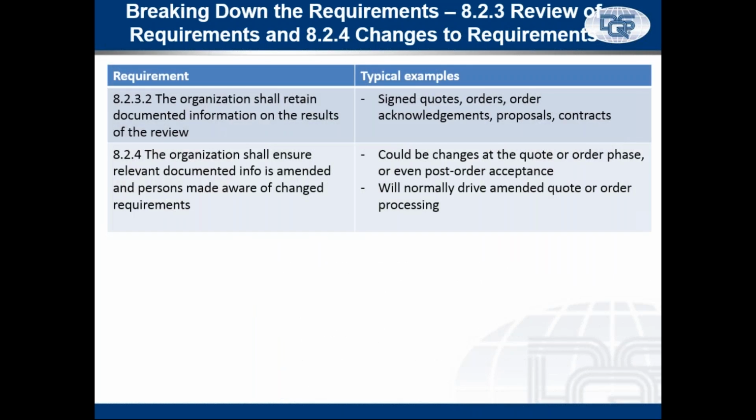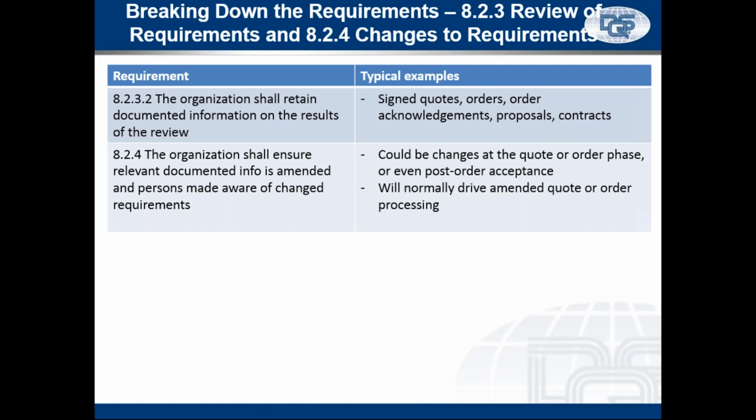8232 basically says we have to have records. What are records? Quotes, orders, acknowledgments, proposals, contracts. Entries into an ERP system can be defined as a record. And then I mentioned this already previously, but we have yet another instance where this clause is talking about changes. The organization shall ensure relevant document information is amended and persons made aware of changed requirements.